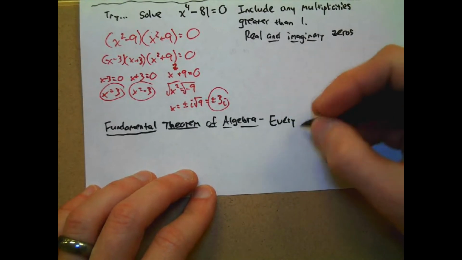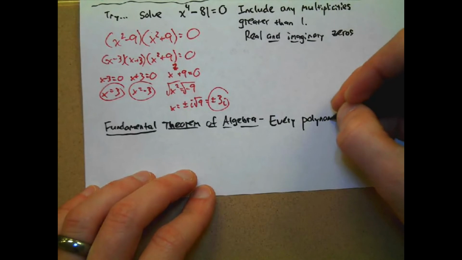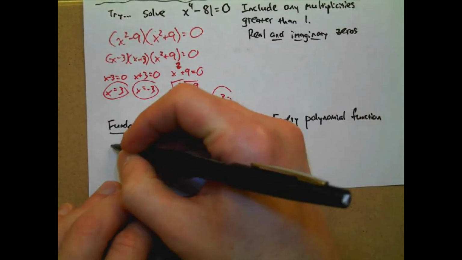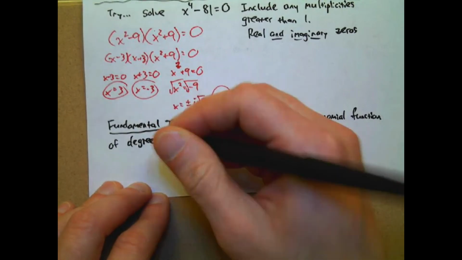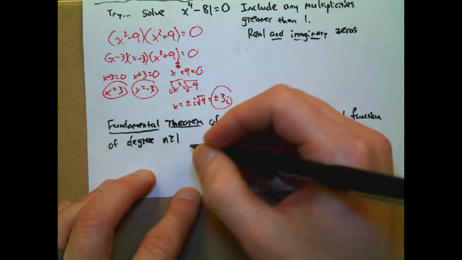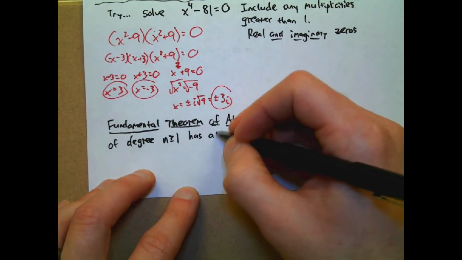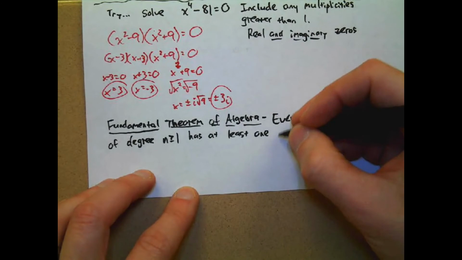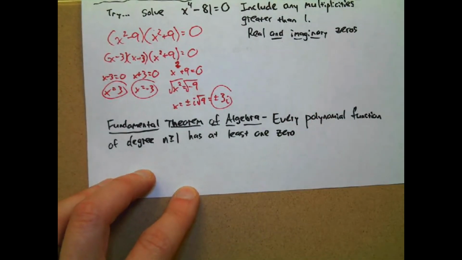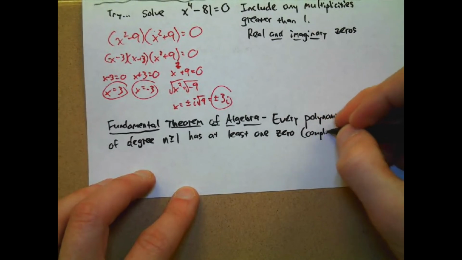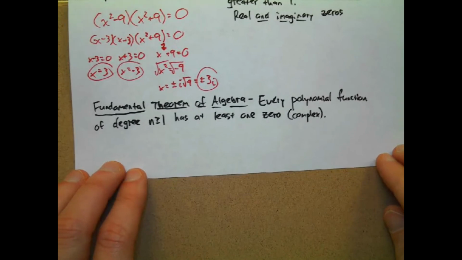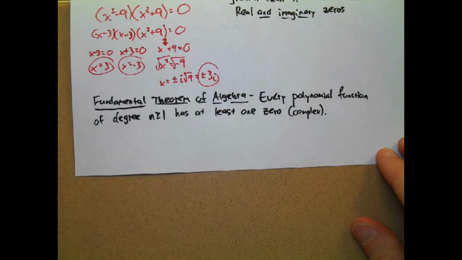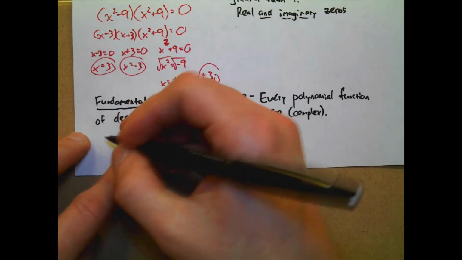But it's very important. Every polynomial function of degree n greater than or equal to 1 has at least 1 zero. And I'll put in parentheses, complex. Okay, so 1 complex zero. Not that impressive, right? Every polynomial function of degree n greater than or equal to 1 has at least 1 zero. Not that impressive, right? But then there's a corollary to that, so there's a little supplement here too.